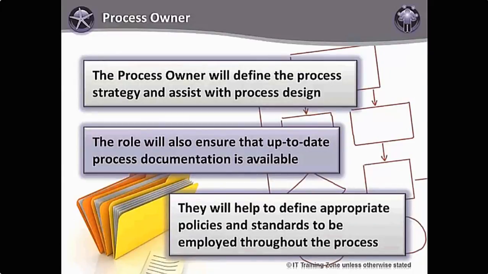Let's start by looking at how a process owner is involved in defining a process. The role will define the process strategy and assist with process design to make sure it will fulfill the overall strategy. The process owner role will also ensure that up-to-date process documentation is available and help to define appropriate policies and standards to be employed throughout the process. For example, the change management process owner may set policies and standards about what will be classed as a change and what level of information is needed.